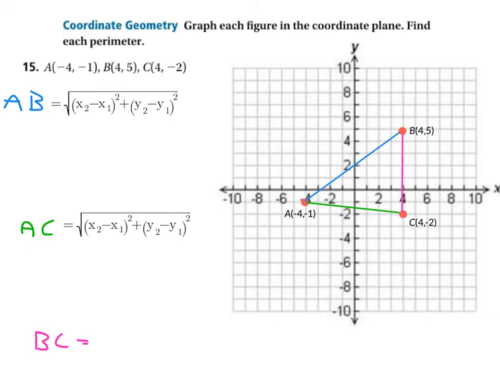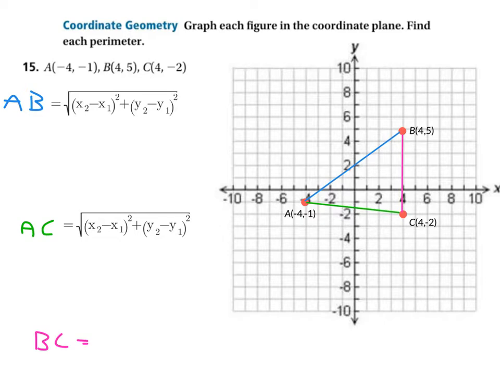Okay, so we plotted these points. I plotted these in advance. It says graph each figure in the coordinate plane and then find each perimeter. So what we need to do is find these lengths. As you can see, from A to B in blue and from A to C in green, we're at a diagonal, so we need to use the distance formula.